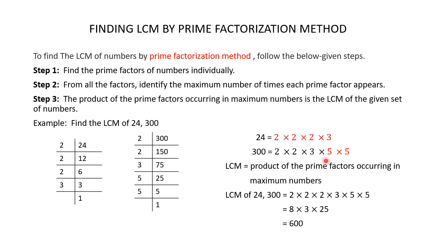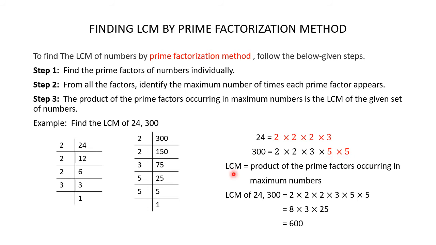Now from all these factors you will have to identify the maximum number of times each prime factor appears. Now 2 appears 3 times in 24 and 2 appears 2 times in 300. So you have to consider 2 appearing 3 times in 24. Now 3 appears only once in 24 and in 300 it does not appear at all. So you consider 1, 3. Now 5 appears 2 times in 300. It does not appear in 24 at all. So consider these two 5s.